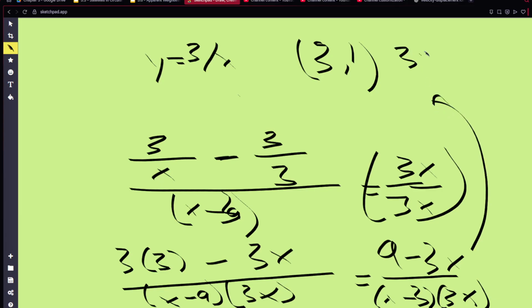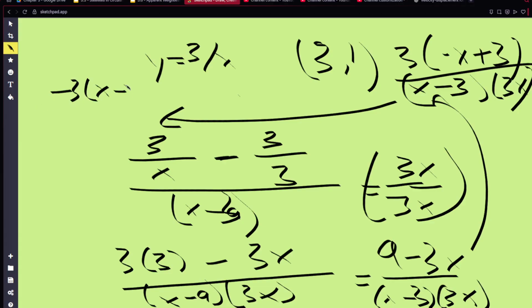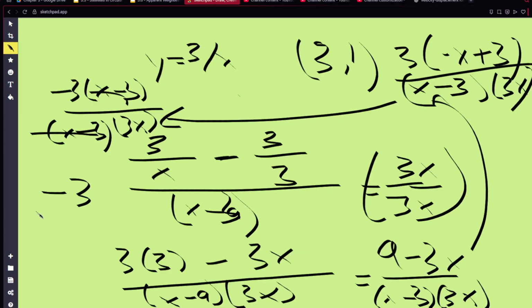This can just be factored out into 3 times 3 minus x, and then x minus 3. This is not the same exact thing, actually, because we're going to factor out a negative 1 on the top, giving us x minus 3 over 3x. We'll cancel these out, giving us negative 3 over 3x, which you can simplify to negative 1 over x.